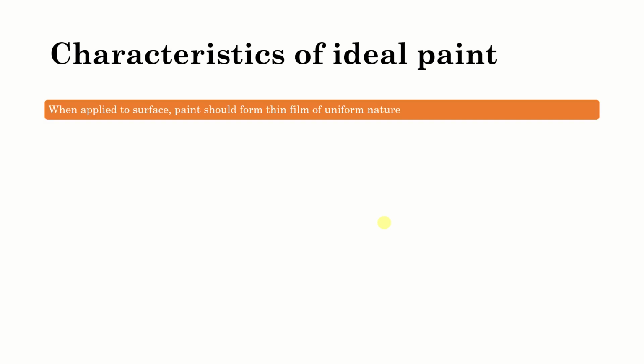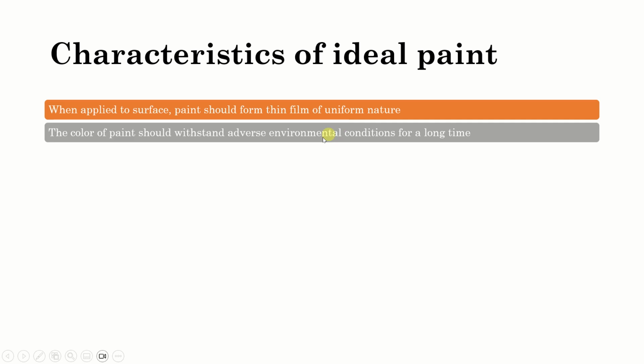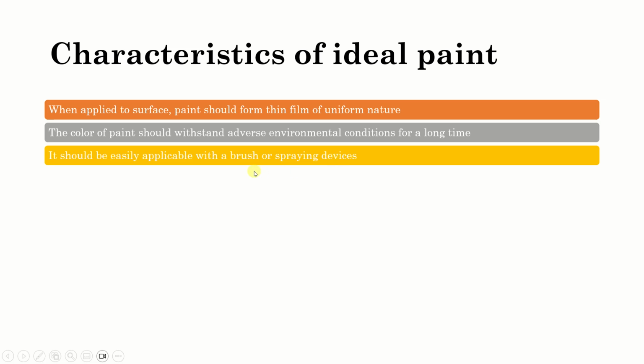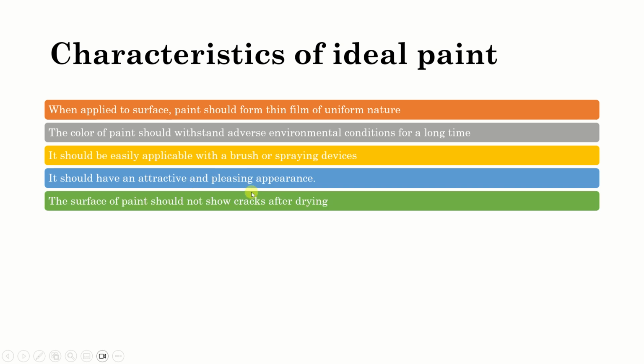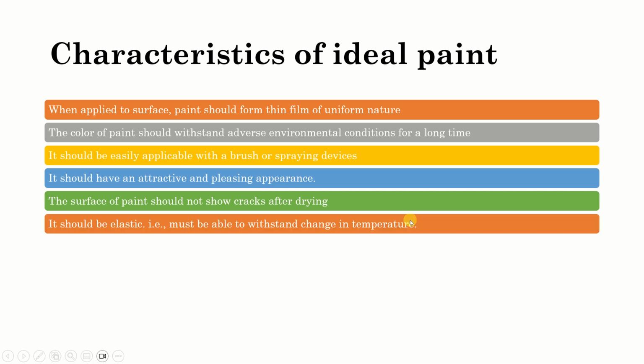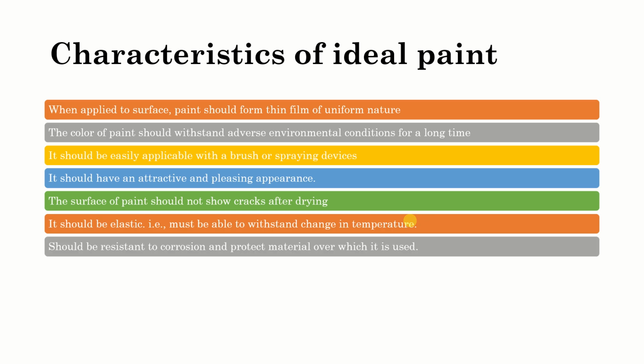What are the characteristics of ideal paint? First, it has to form a thin film of uniform nature. The color of paint should withstand adverse environmental conditions for a long time. It should be easily applicable with a brush or spraying devices. It should have an attractive and pleasing appearance. The surface of the paint should not show cracks after drying. It should be elastic, that is, it must be able to withstand changes in temperature.